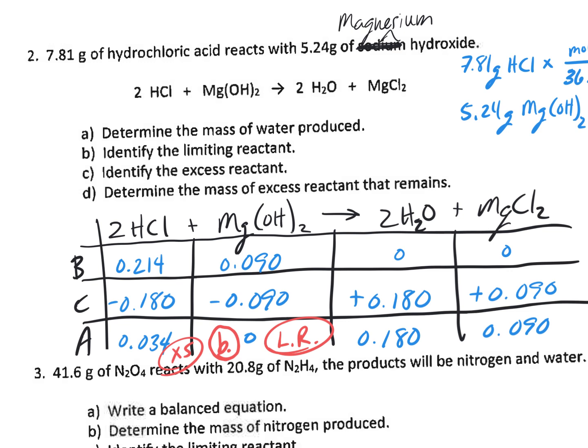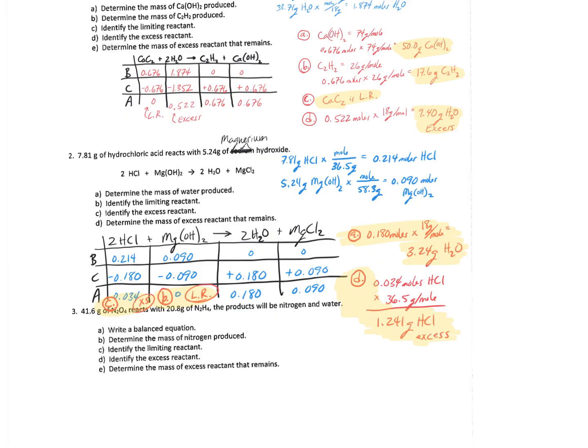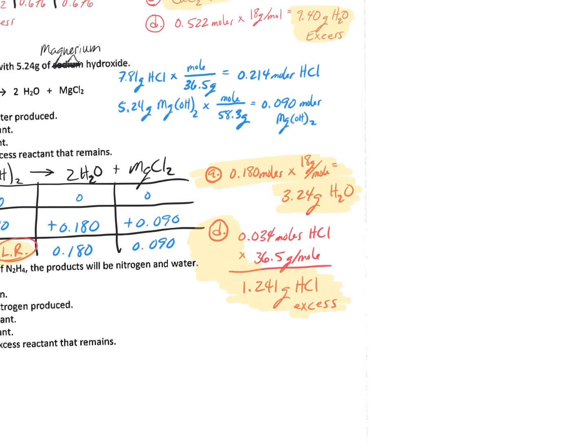And identify the excess. So they're just saying identify the excess. So technically that's what we've done. I'm going to highlight those now. So this is one of our answers. This is answer C. This is answer B. We still need to solve A and D because we just need to calculate the masses. So that's what we'll do right now. Okay, so everything is calculated here now. For A, we have 3.24 grams of water. That's how much we're going to make.